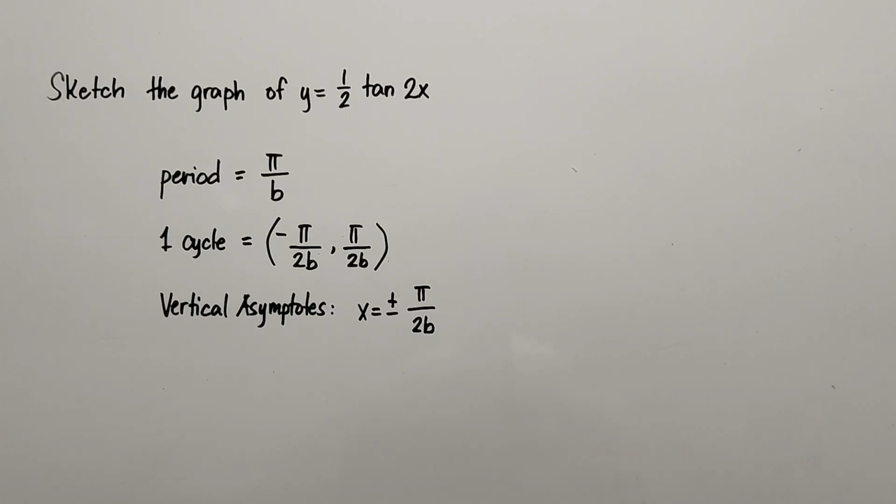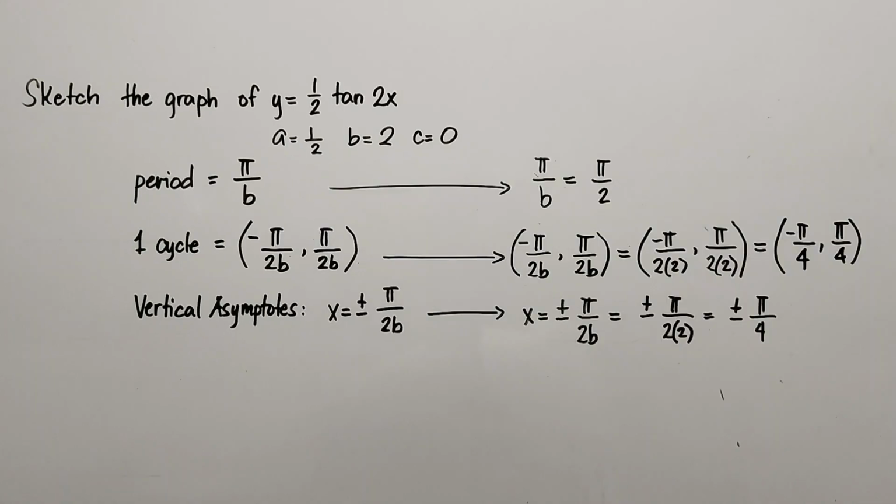Before we can proceed to the graphing of this function, first, we need to identify the values of our a, b, and c. From that equation, the value of our a is 1/2. The value of our b is the numerical coefficient of x, which is positive 2. And the value of our c is 0. After that, we can compute the period of this graph, the cycle, as well as the vertical asymptotes.